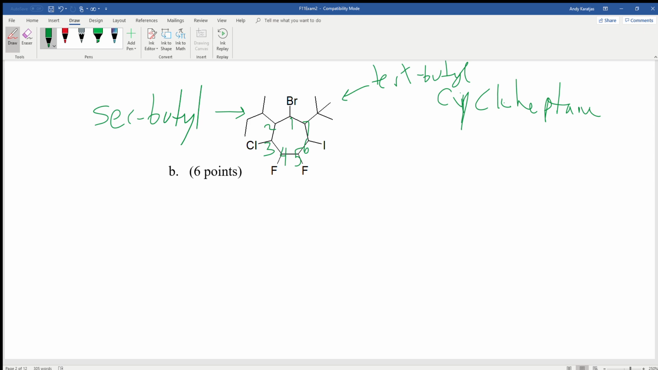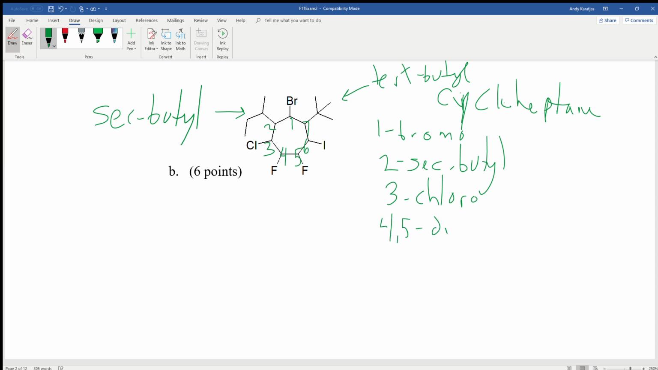From here, it's just a matter of naming the rest of our substituents, and so I'm going to start by listing them. 1 bromo, 2 sec-butyl, 3 chloro, 4 and 5 are both fluorines, so I'll combine those. You get 4,5 difluoro. 6 is an iodine, and 7 is our tert-butyl.